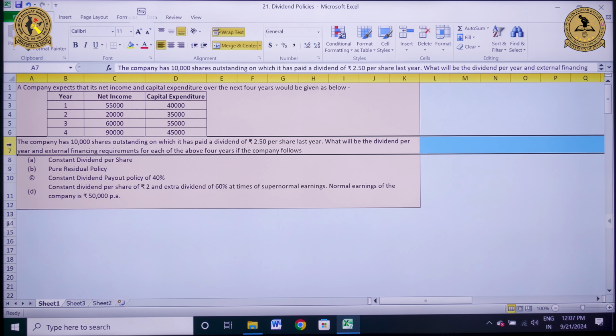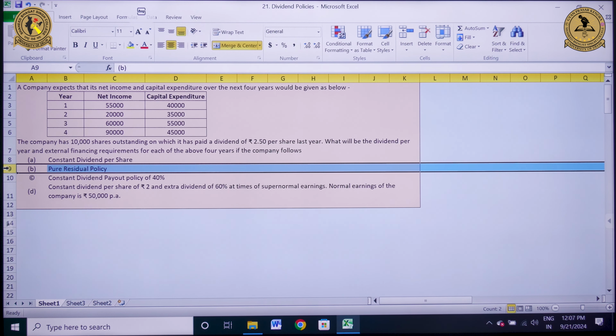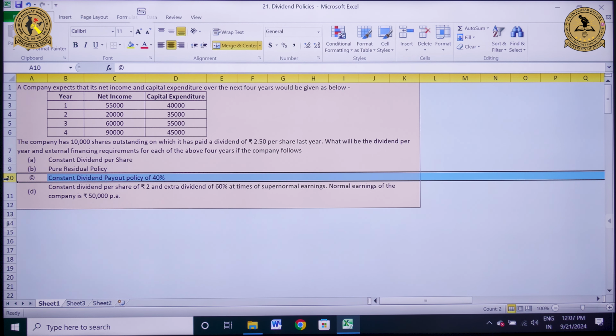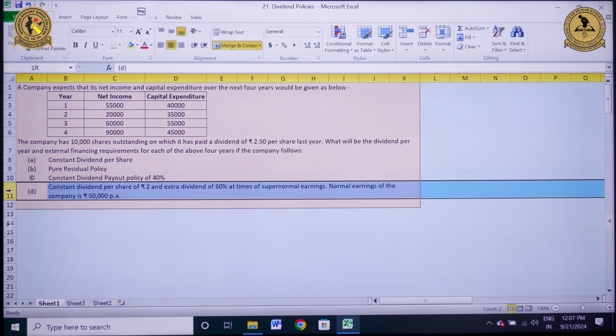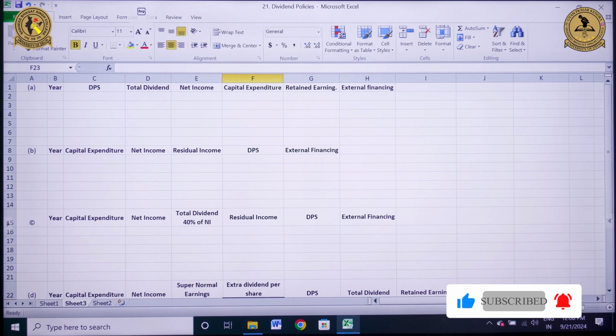What will be the dividend per share and the external financing requirement for each of the above 4 years if the company follows, number 1, constant dividend per share policy, number 2, pure residual policy, number 3, constant dividend payout policy of 40%, and finally, number 4, constant dividend per share of rupees 2 and extra dividend of 60% at times of supernormal earnings. Normal earnings of the company is rupees 50 lakhs per annum. So let's begin.